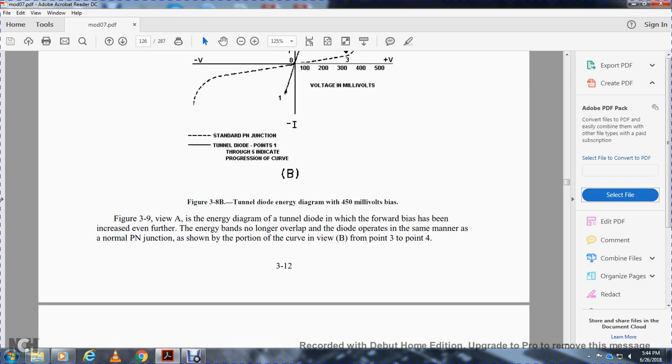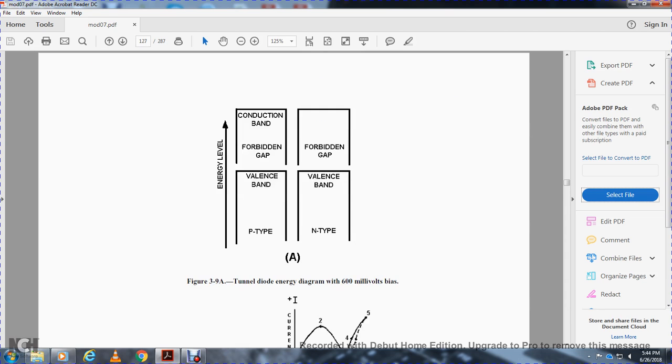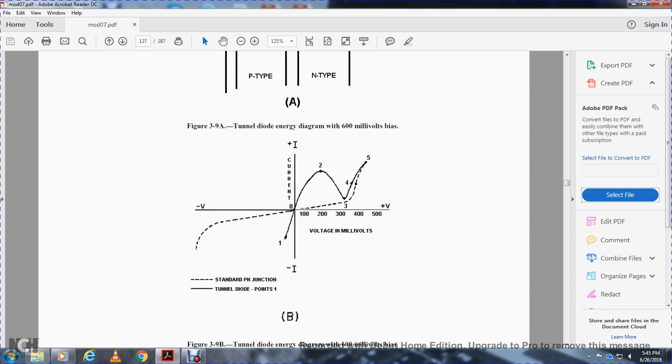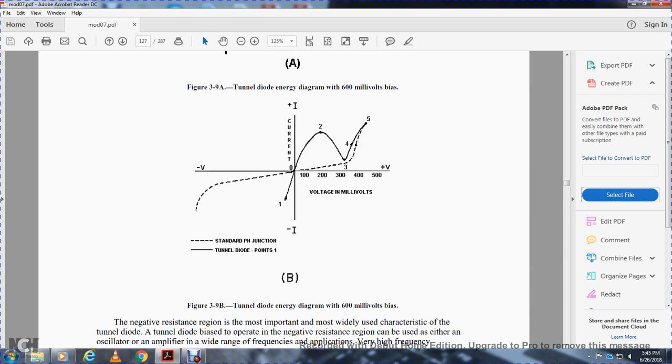The diode operates in the same manner as a normal positive-negative junction, shown with the portion of the curve in view B between points 3 and 4. Figure 3-9A shows the tunnel diode energy diagram at 600 millivolts. The conduction band and forbidden gap have been matched. View B shows the tunnel diode energy diagram at 600 millivolts bias for the standard positive-negative junction, at the points on the curve.